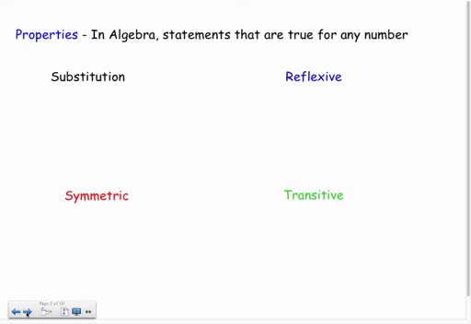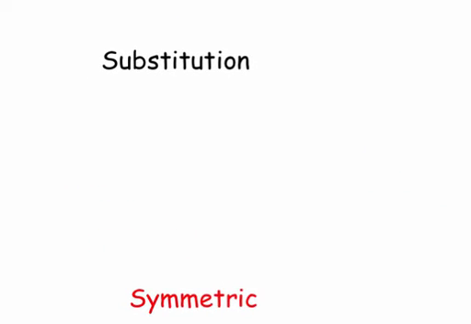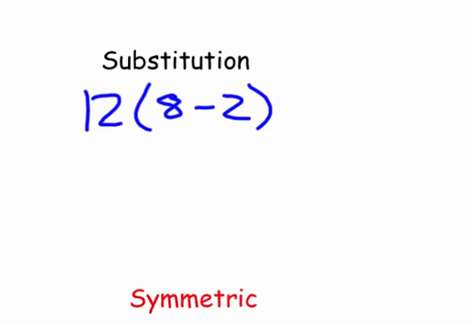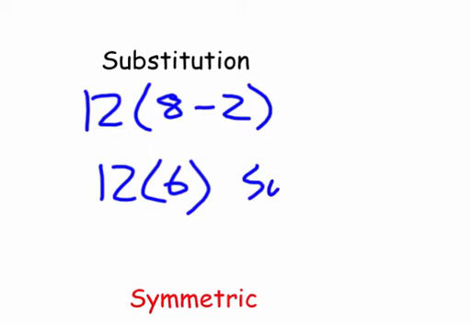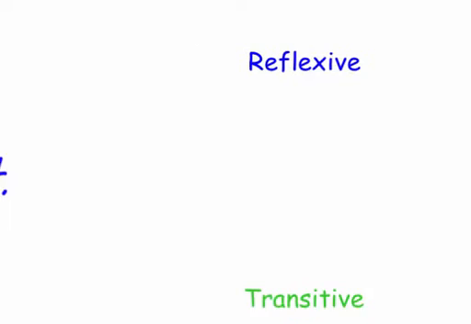Properties. Okay, so we have some properties here, and they're true for any number. For example, substitution. Basically, it's just when you replace an expression with a simpler expression. You pretty much solve part of it. So let's say I'm looking at this example right here, and I've got 12 times (8 minus 2). By changing 8 minus 2 to 6, I basically just substituted. That's substitution right there. It's just replacing one expression with another.